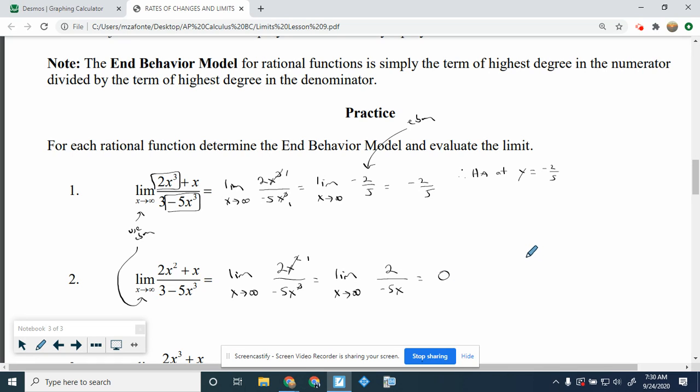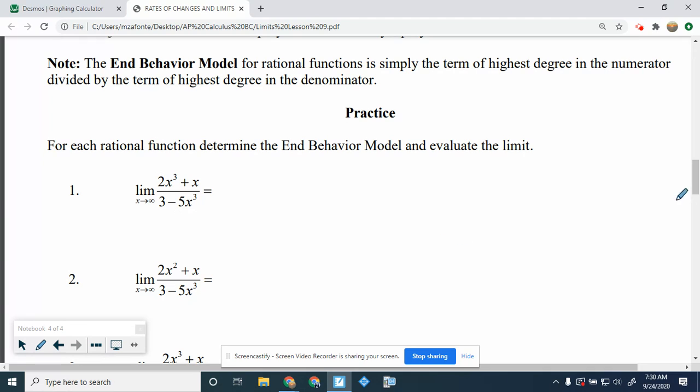Think about that: as x goes to the right forever, the functional value is approaching 0. Then that means, I know this wasn't part of the question, but let's write it down, that there's a horizontal asymptote at y equals 0, otherwise known as the x-axis. Pretty good stuff. Let's keep rocking and rolling.